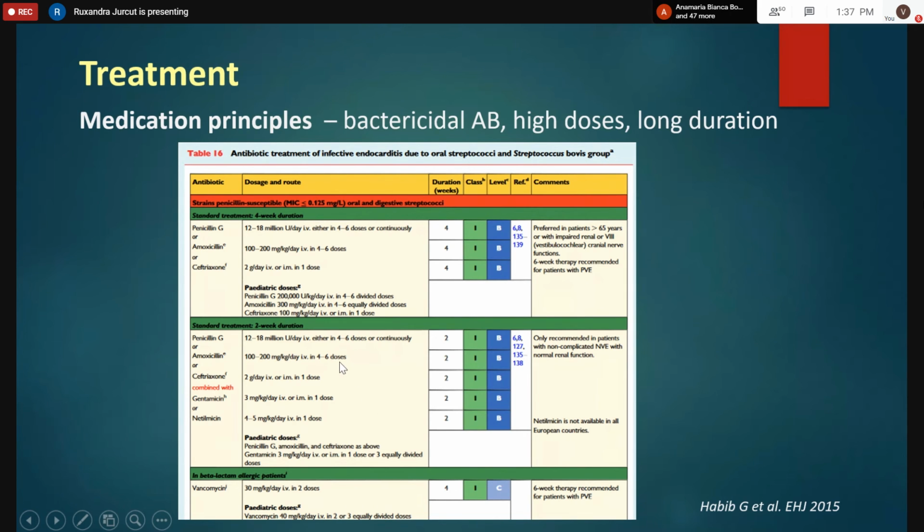In patients who have a very good prognosis, non-complicated, native valves, normal renal function, you can use a 2-week regimen, because in other cases we use 4-week therapy, or if it's prosthetic valve disease, the table in the guidelines very nicely says 6 weeks. This is the usual treatment duration. 4 up to 6 weeks is a very long antibiotic treatment.